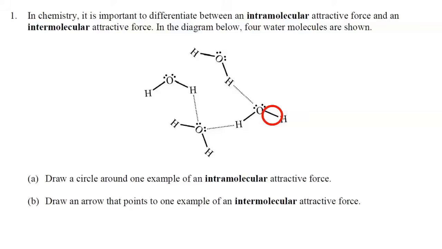Now, in part B, it says to draw an arrow that points to one example of an intermolecular attractive force. So now we're looking for those dotted lines that are in between the molecules of water. So that would be a possible answer, connecting 2 water molecules, or this one, or that one.